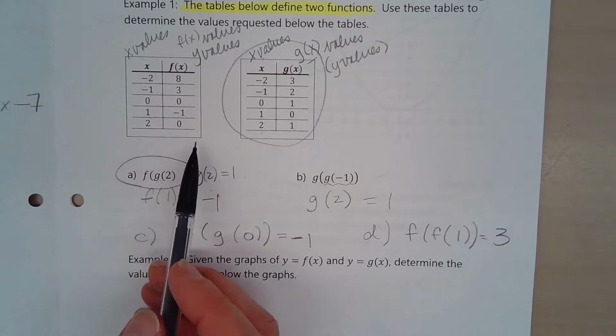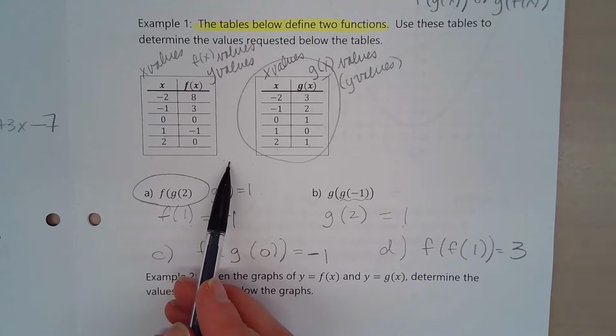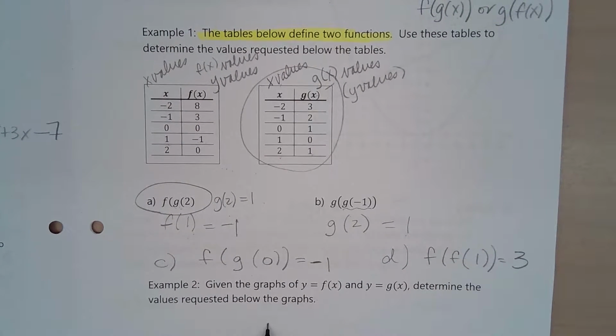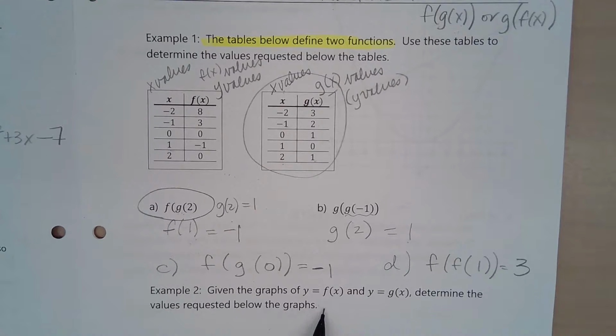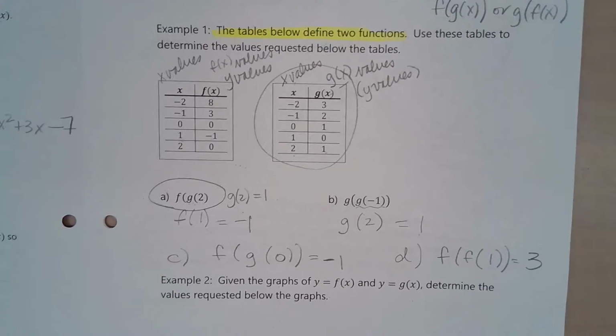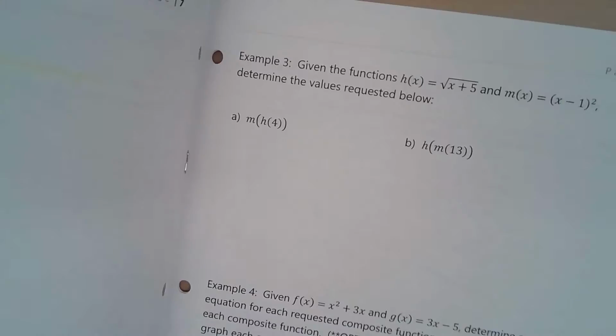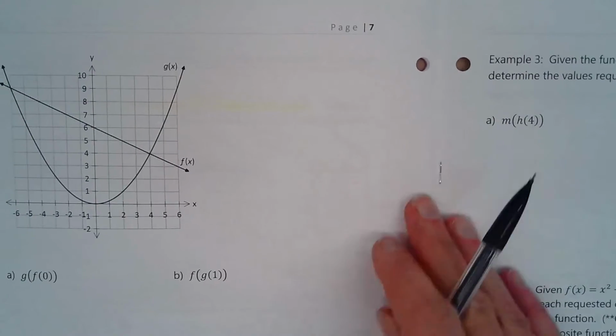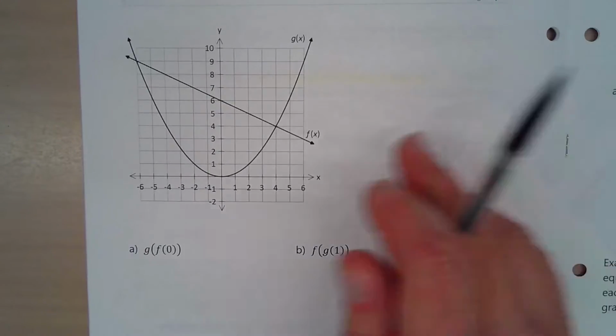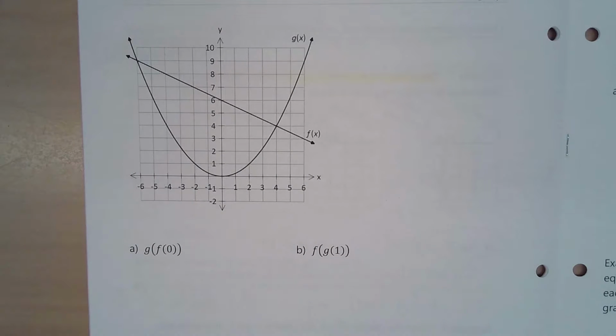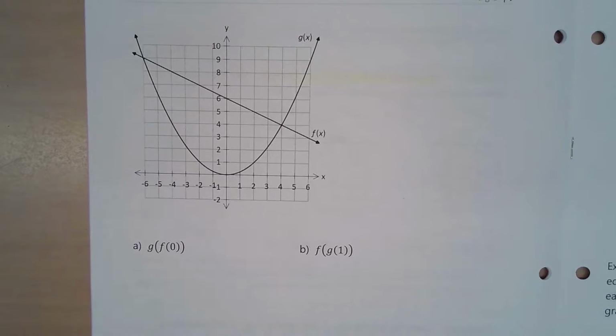Now, we found the information using table of values, right? Let's see how we get the information graphically. Given the graphs of y equals f of x, y equals g of x, determine the values requested below. So we have to flip over. Unfortunately, it got bumped over to the next page. What if I just gave you the info from a graph? Okay, so here we have two functions.